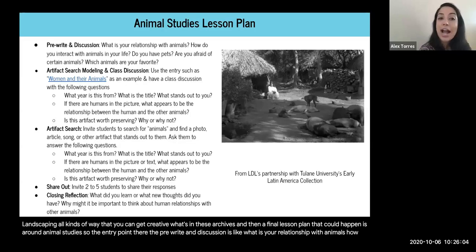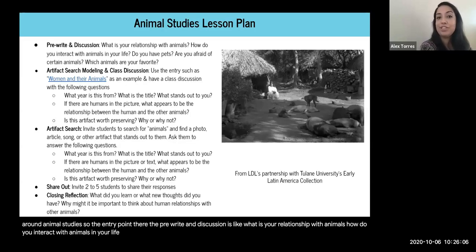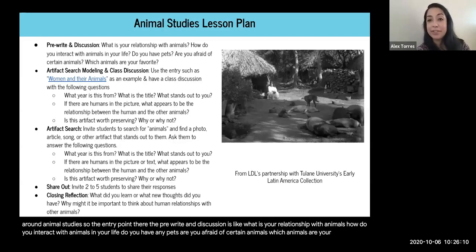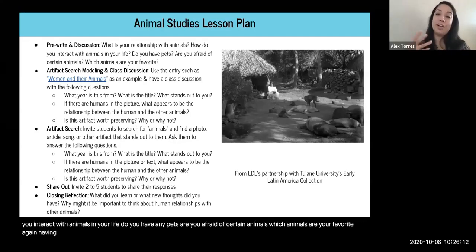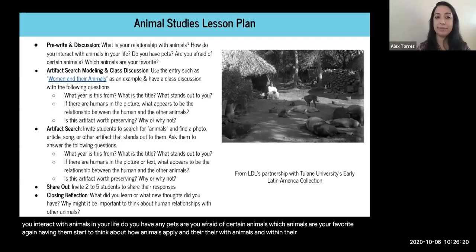How do you interact with animals in your life? Do you have any pets? Are you afraid of certain animals? Which animals are your favorite? Again, having them start to think about how animals apply and their relationship with animals within their context.